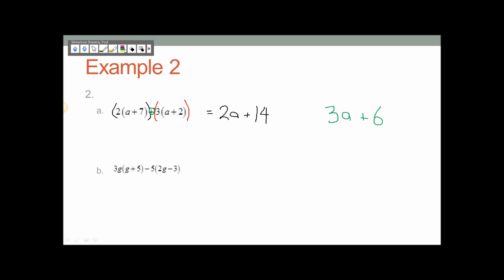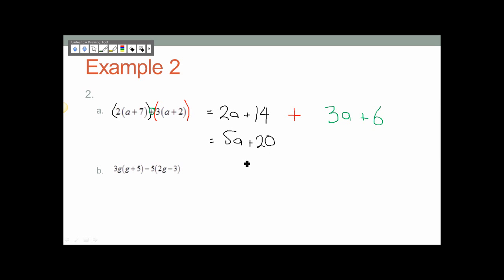Now remember, what we're going to be doing is simply adding these two expressions together. Even though this was one big expression over here, we've separated it into two pieces, and now we're going to join them back together again. Alright, so 2a plus 3a is 5a, and 14 plus 6 is 20.